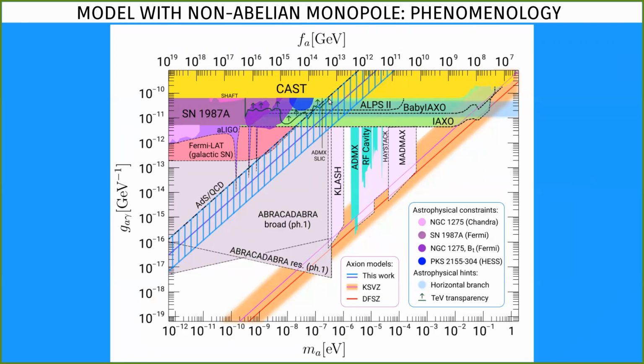In fact, one can see that for the minimal assignments of the magnetic charges for this high energy fermion, this line nicely passes through the anomalous TeV-transparency hint, as well as the horizontal branch stars hint. This would be quite interesting because in the future this region can also be probed by ALPS II in several years. Thank you for your attention. If you have any questions, please proceed.